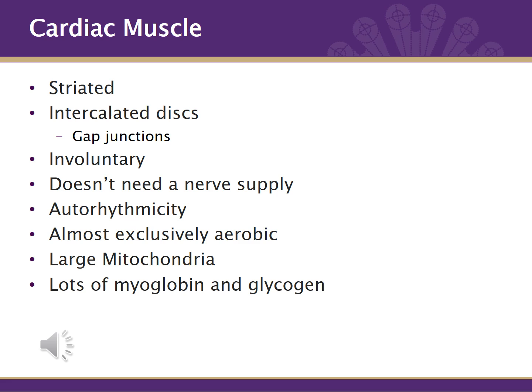Cardiac muscle has a lot of available glycogen and myoglobin and is almost exclusively aerobic. Furthermore, for the most part, we don't have voluntary control over our cardiac muscle. It's possible using meditation and biofeedback to gain control or to be able to influence cardiac muscle slightly, but for the most part, it's controlled by our autonomic nervous system.